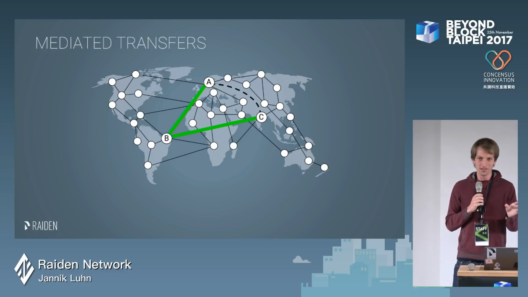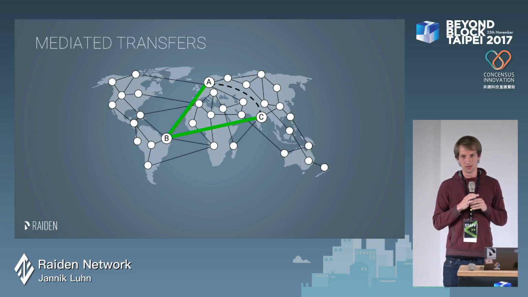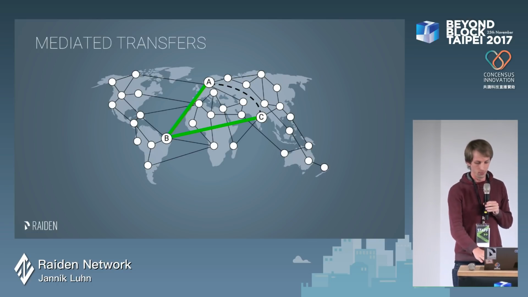I mean, these channels are publicly known. They are all in the blockchain. They all have been opened at some point. So in principle, all information is available. But finding these paths is a little bit difficult. But it's solvable.